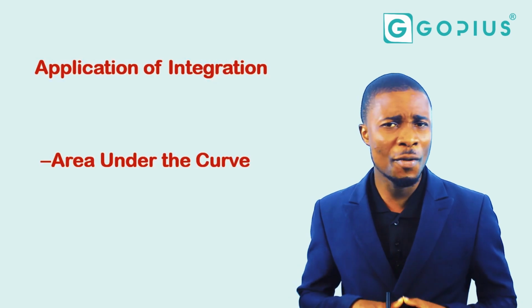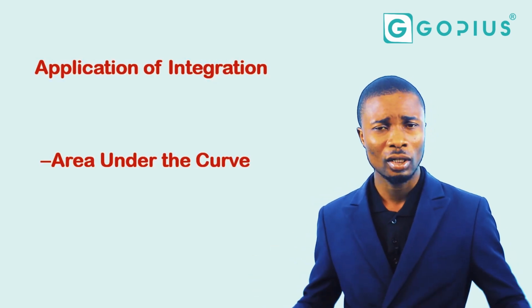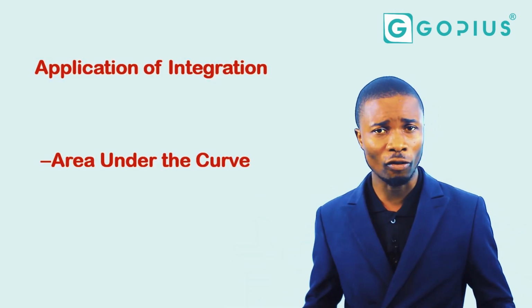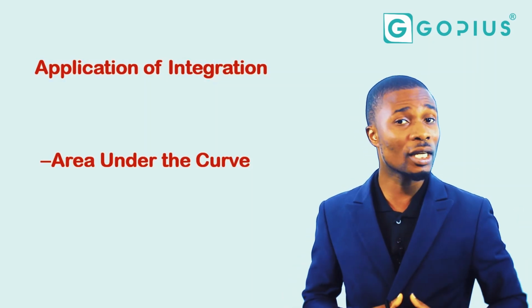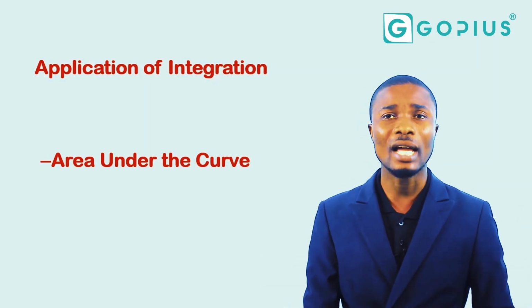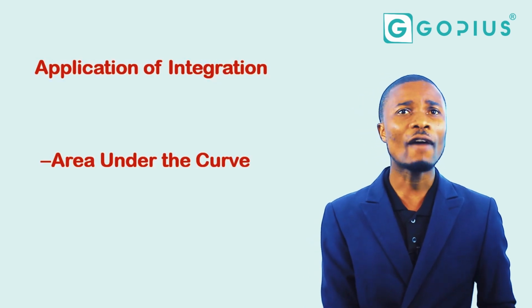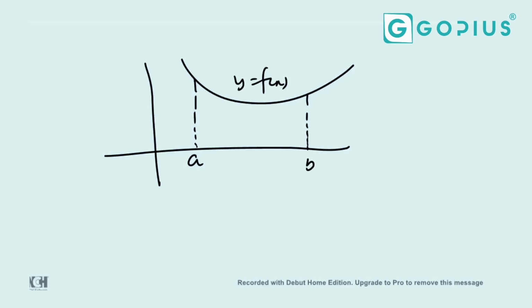What is known as area under the curve is a region that is bounded by a particular curve from a lower limit to the upper limit, which is still the definite integral I have mentioned. For instance, this is what we mean. If you have a particular curve in your Cartesian system, as you can see on the screen, at this point I have A, and at this point I have B. This is for y equals f of x.